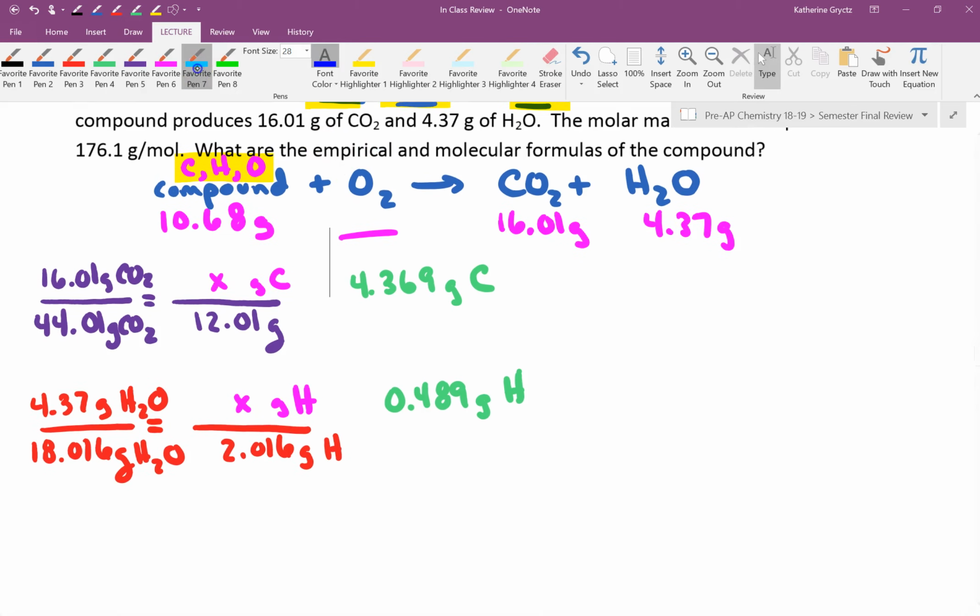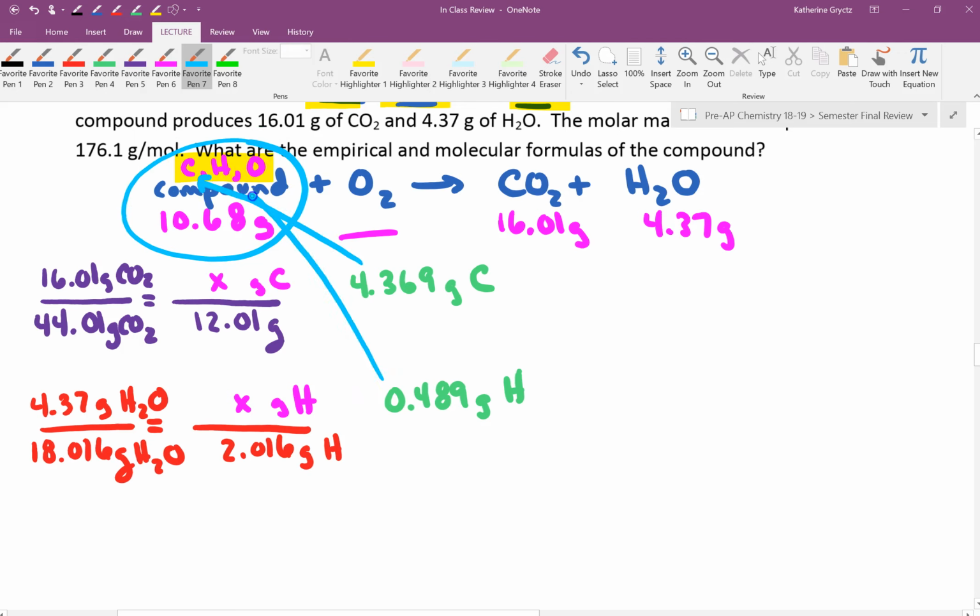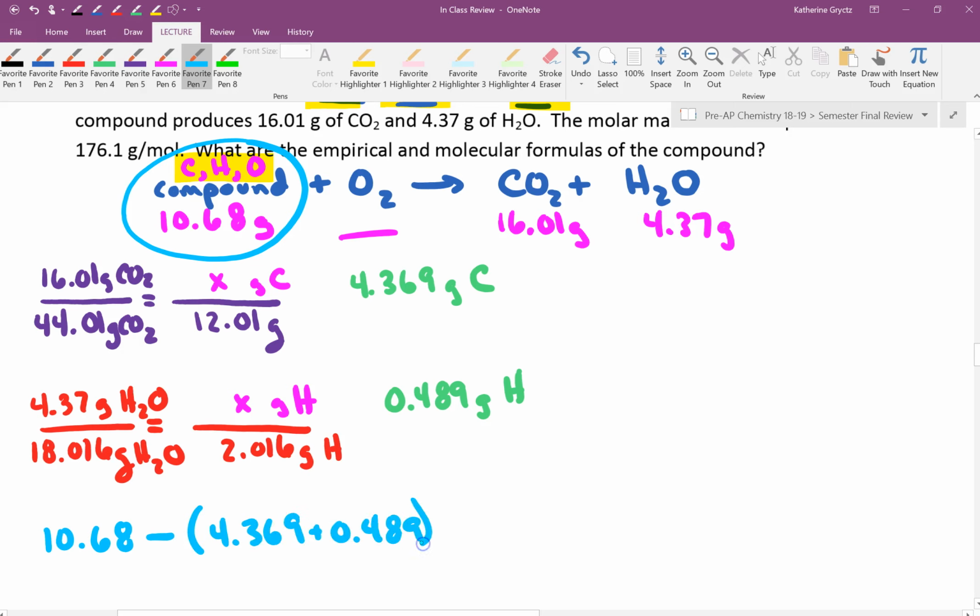But you do have one more number that you know this whole thing altogether weighs 10.68. Well, you've already figured out the grams of carbon and you figured out the grams of hydrogen. Those don't add up to 10.68. The missing piece has to be oxygen. So to find the oxygen, we're going to take 10.68 and subtract the carbon and the hydrogen added together, so that the rest of it has to be the oxygen. Okay, so 5.822 grams of oxygen.